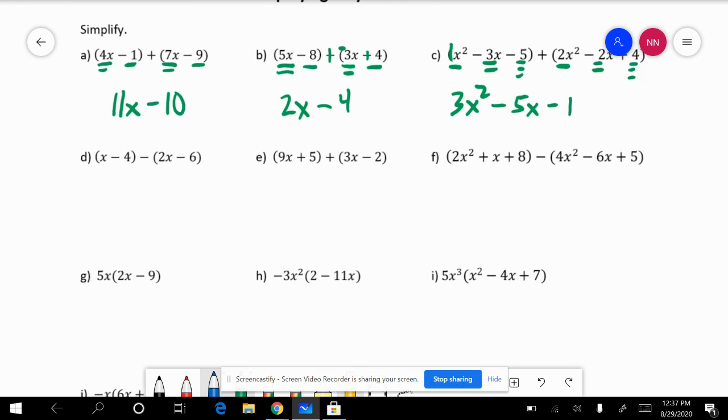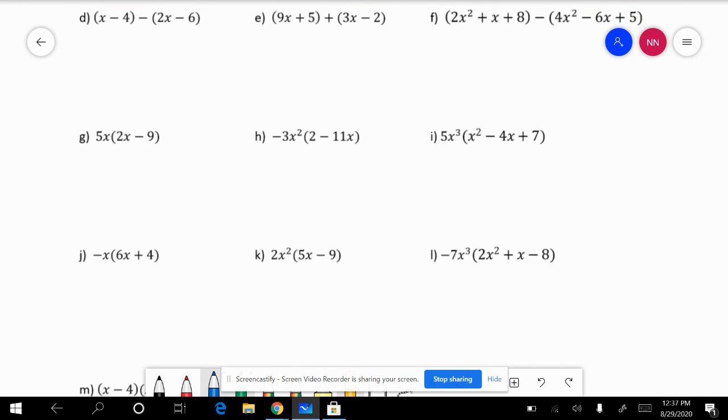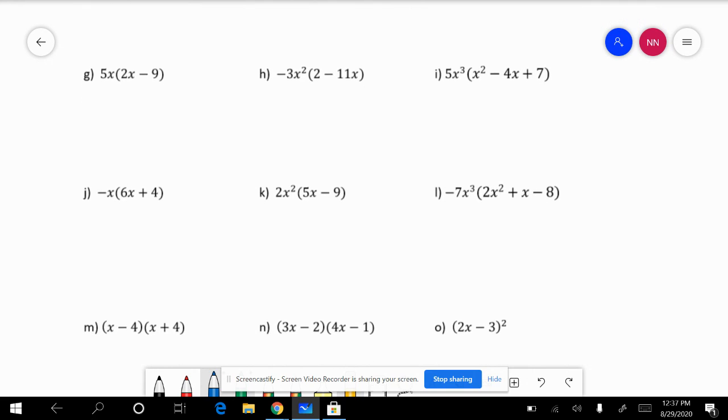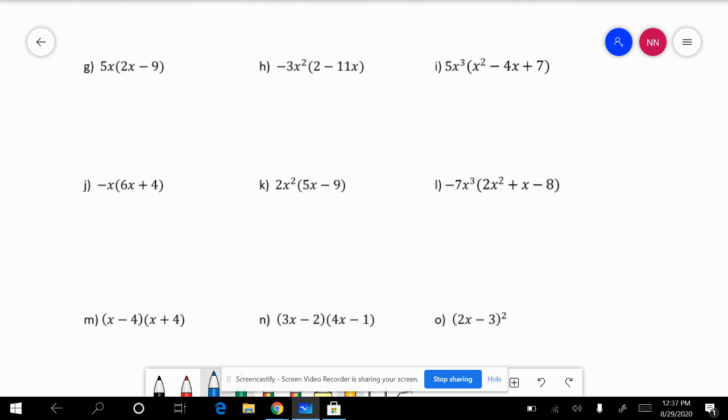Next thing that we're going to do is we're going to look at distributing. Distributing, we don't need like terms. What we're going to do is we're going to distribute the term outside to each of the terms inside the parentheses. So 5x times 2x gives us 10x squared. Remember adding exponents. And then 5x times negative 9 gives us negative 45x.